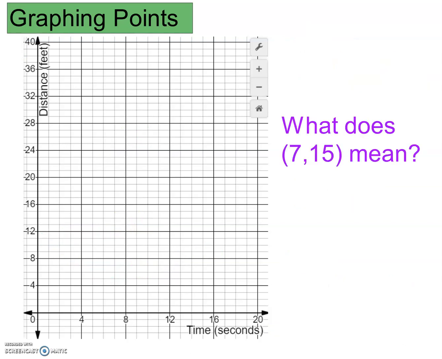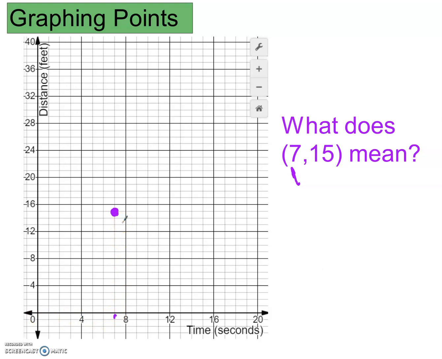So what does the point (7, 15) mean? Okay, if somebody's gone (7, 15), what does that mean? Well, the first number is the horizontal distance right here, so 7 would be right about there. First number is horizontal distance, second number is vertical distance, so right there is (7, 15). But what does it mean? Well, we'll read the coordinates. After 7 seconds, this person has gone 15 feet.